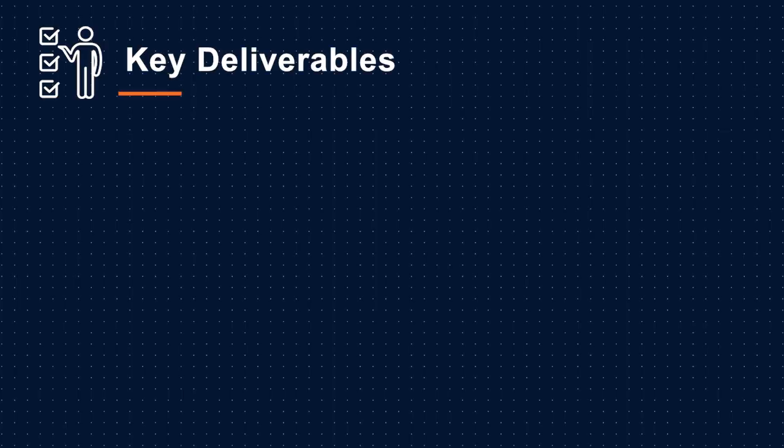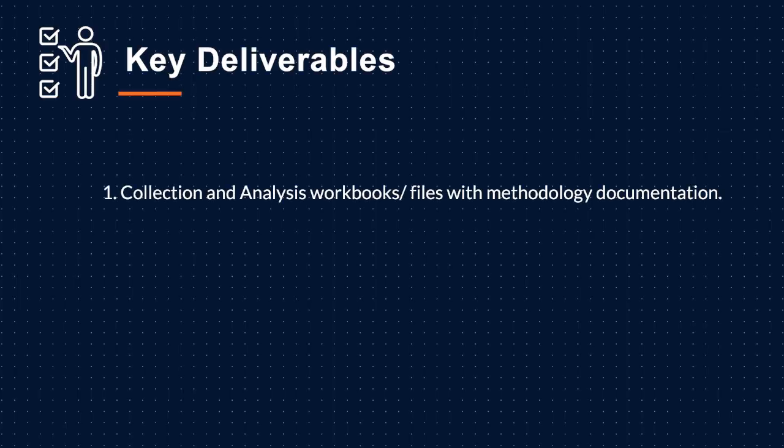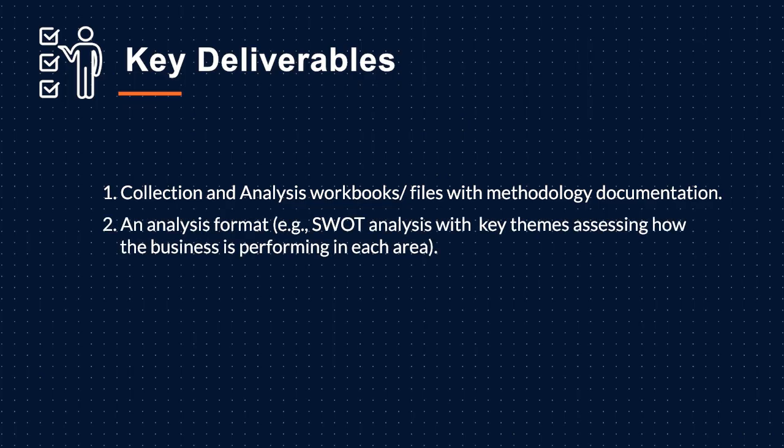This step produces 3 essential deliverables. 1, your collection and analysis workbooks or files with complete methodology documentation. You'll need these details when preparing your report, so it's really important to keep track. 2, an analysis format, such as the SWOT, with key themes assessing business performance across critical areas. There is a framework you can use in the workbook.